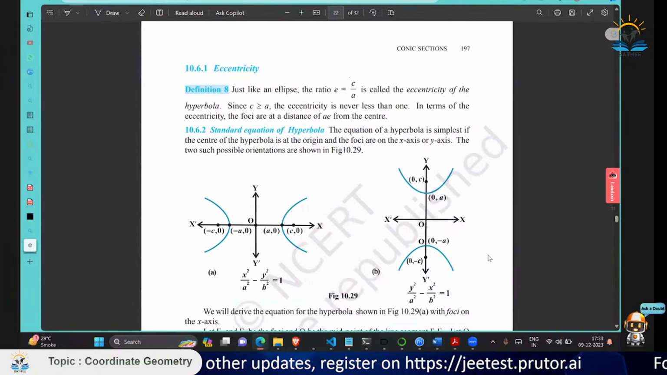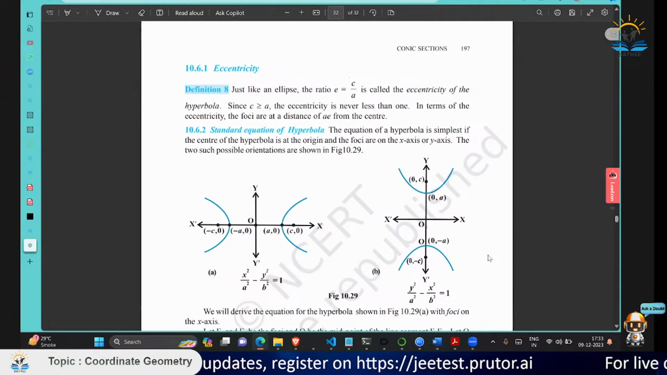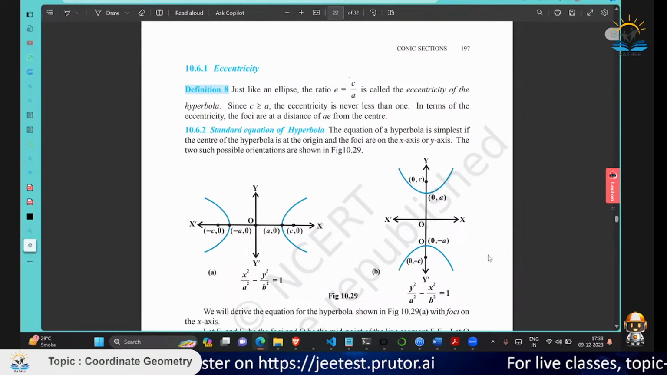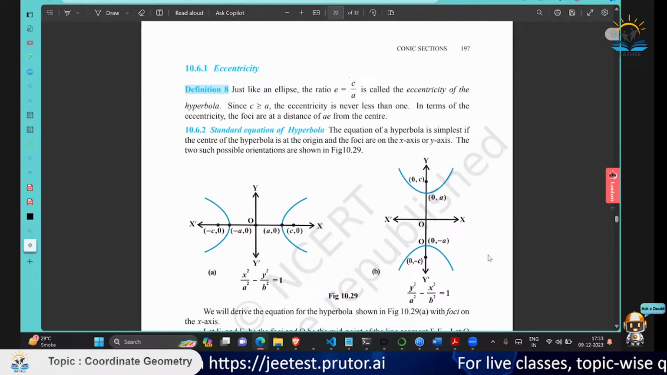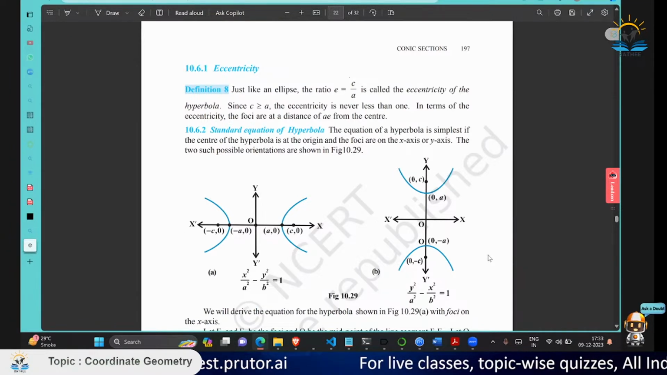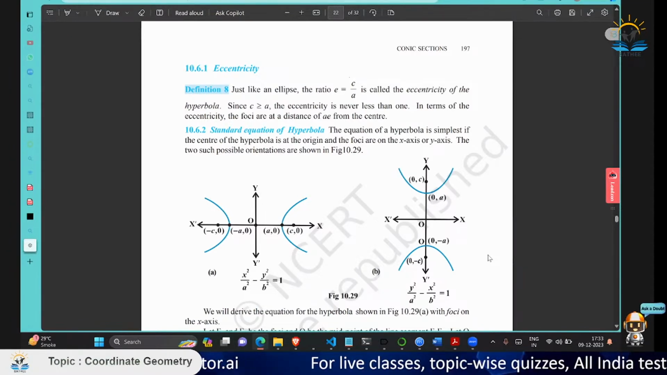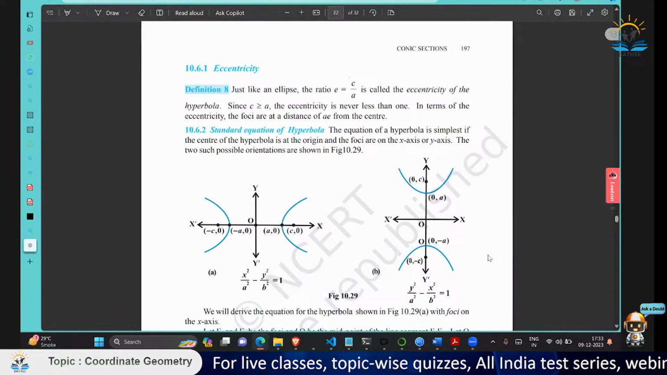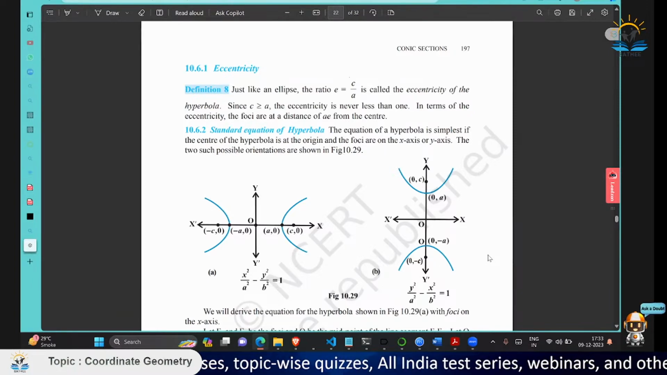Here also eccentricity is c by a. Eccentricity of an ellipse is always less than 1, and of a hyperbola is always greater than 1. If eccentricity is 1, then it's a circle. Remember this. Eccentricity is 1 for a circle, less than 1 for an ellipse, and greater than 1 for a hyperbola.